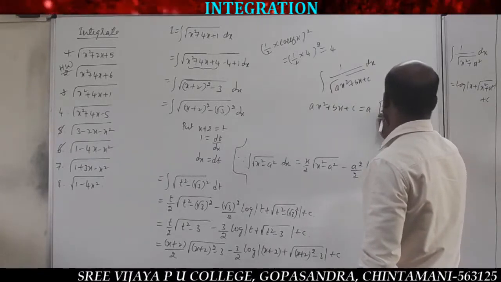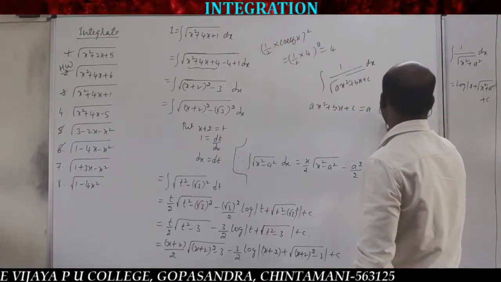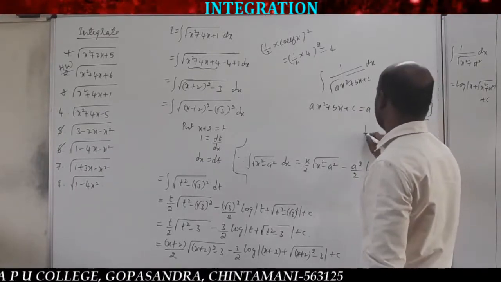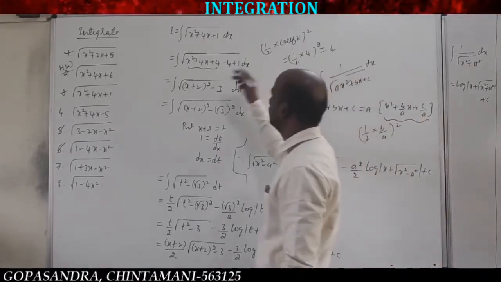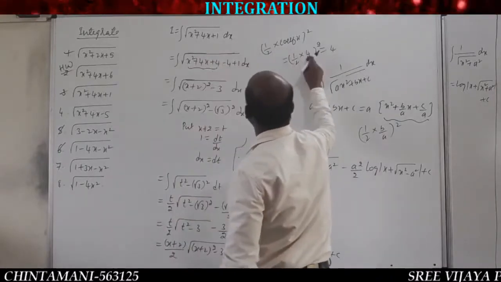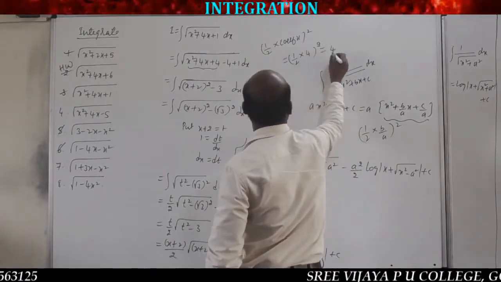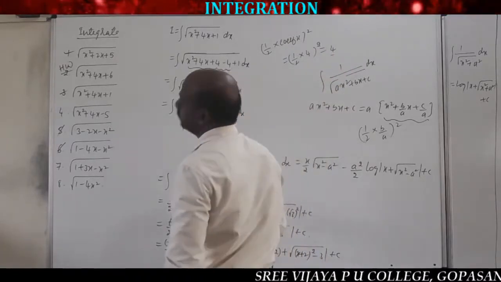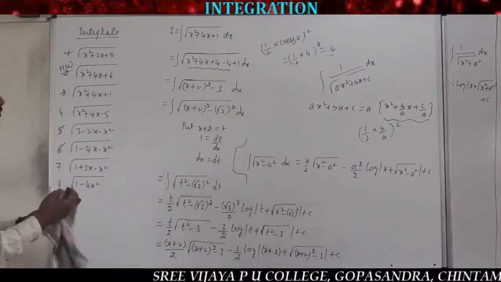So this is x square plus b by a into x plus c by a. This is how we get the perfect square, by adding and subtracting half into coefficient of x whole square. The coefficient of x square is 1, so half into coefficient of x, which is 4, so 1 by 2 into 4 gives 2, and 2 square is 4. So add and subtract 4.